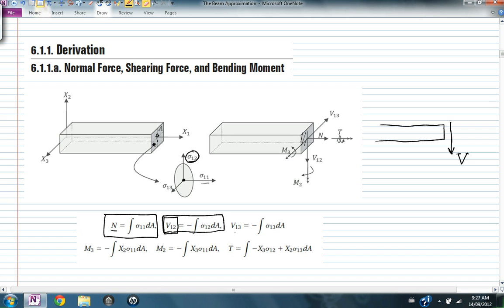And similarly, we're defining V13, but we're looking at plane beams. So for this, we're not going to look at V13. We're also interested, because now we're looking at a whole cross section, in how σ1 changes on that cross-sectional area. If σ1 is, for example, going in this direction, and σ1 here is going in that direction, then this creates what we call a bending moment on that cross section. So we're looking for this bending moment on that cross-section area.